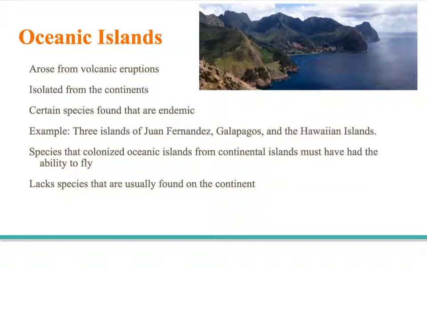Some species that are found on these islands can be endemic. Species that are endemic are only found in specific locations and areas. Some examples of oceanic islands include the three islands of Juan Fernandez, which Coyne uses, the Galapagos, and the Hawaiian Islands. It's important to know that non-native species that are found on oceanic islands today had ancestors that came from continental islands. This leads to one key characteristic that all oceanic islands share: the lack of certain groups of species.